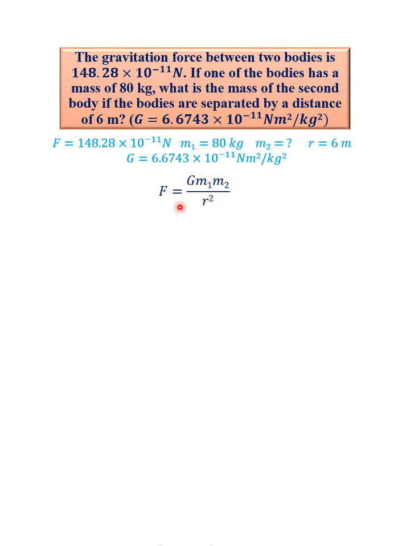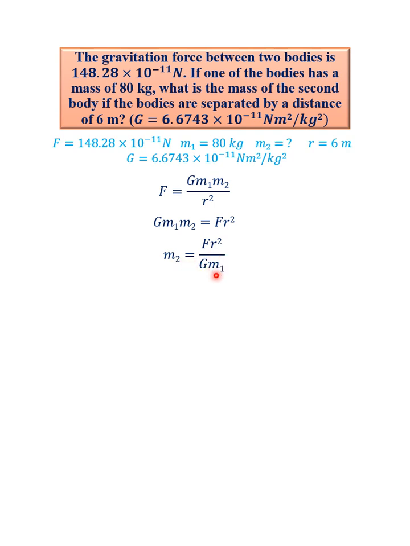Here we know all the parameters except m2, which is the mass we are looking for. So in order to make m2 subject of formula, we shall cross multiply so that we have G m1 m2 equals F r squared. To make m2 subject of the formula, we will divide both sides by G m1 so that m2 will be equal to F r squared all over G m1.